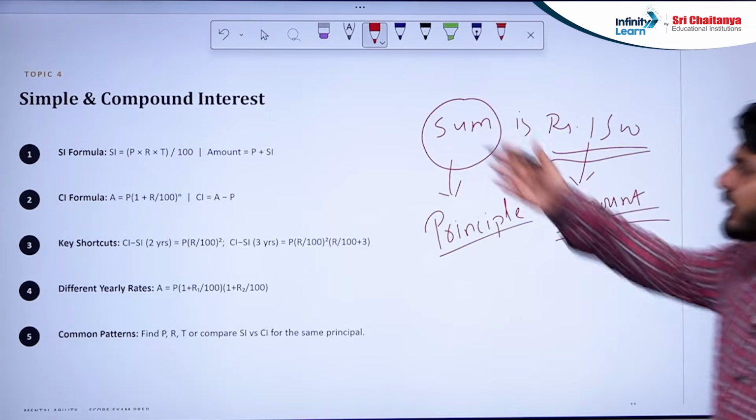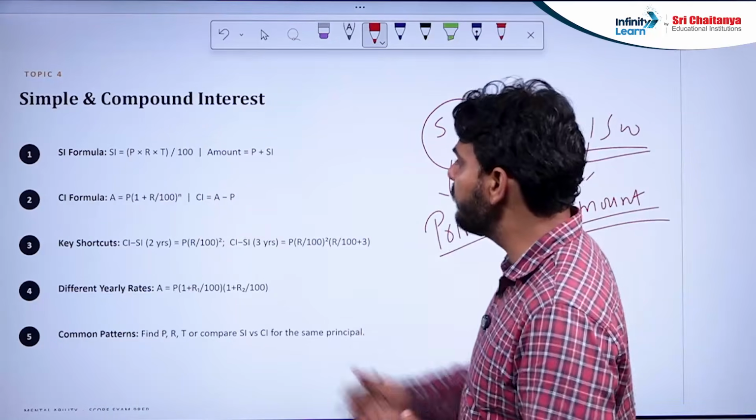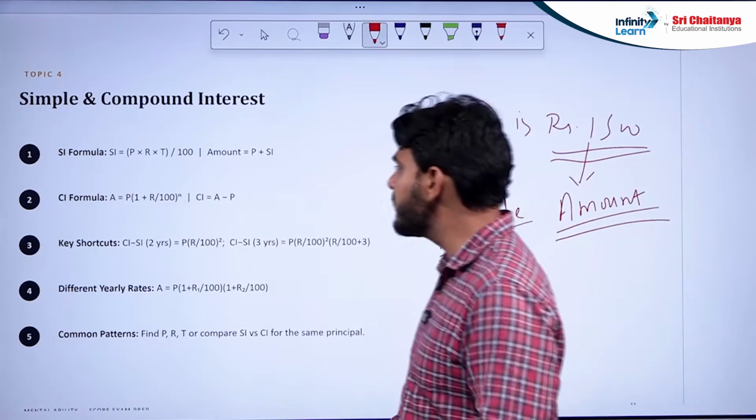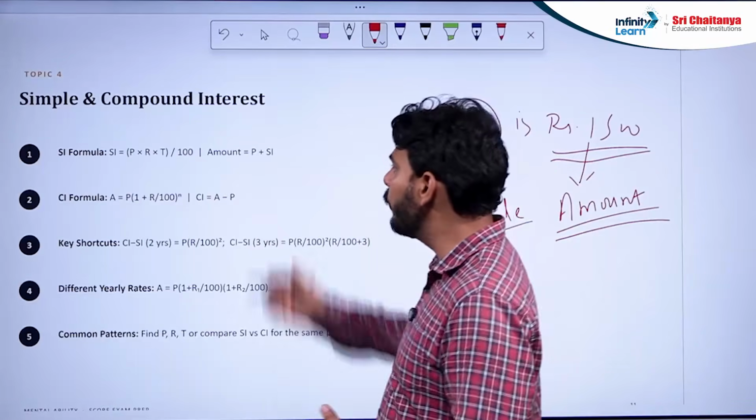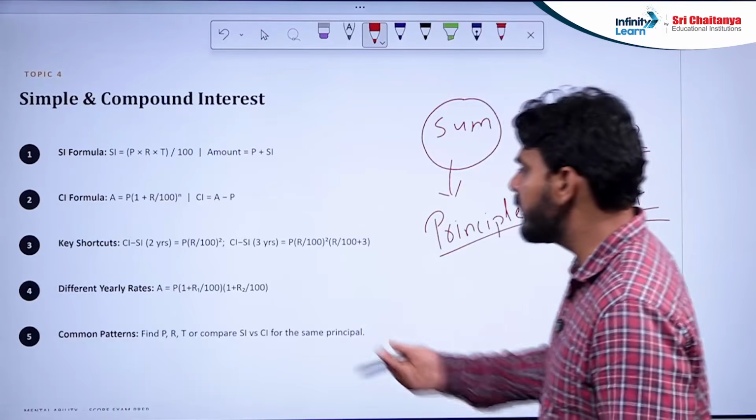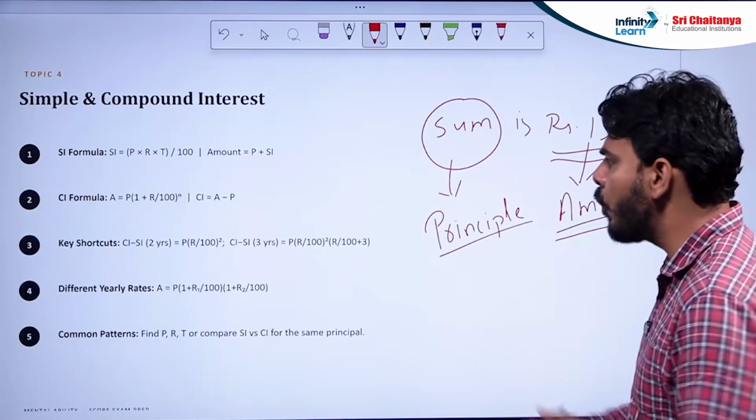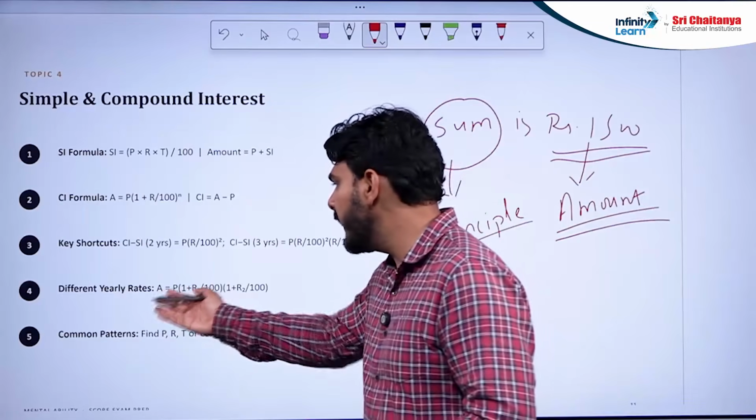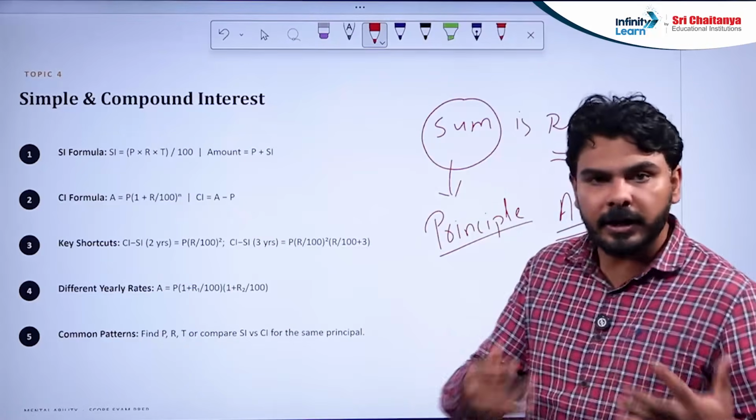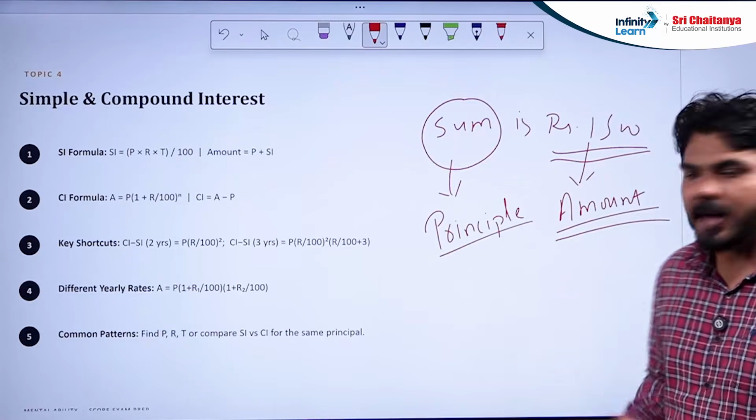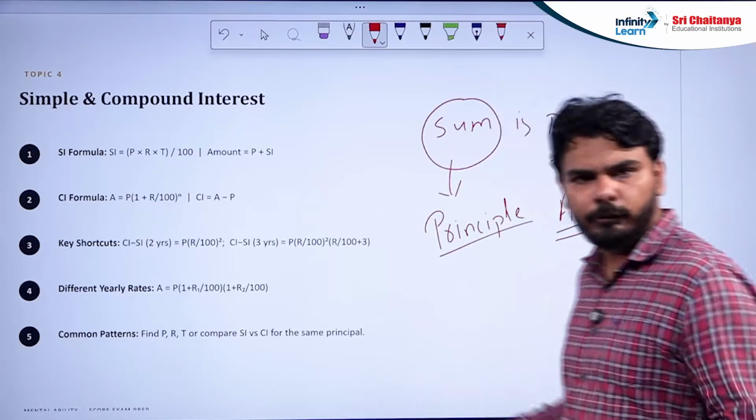Okay, so these are the formulas that you can see here. That is the difference between compound interest and simple interest. How to find the amount, how to find simple interest. These are the common patterns, common formulas. How to find different yearly rates when you are given different rates of interest in different years, and how you can find the amount. So these are all the formulas.